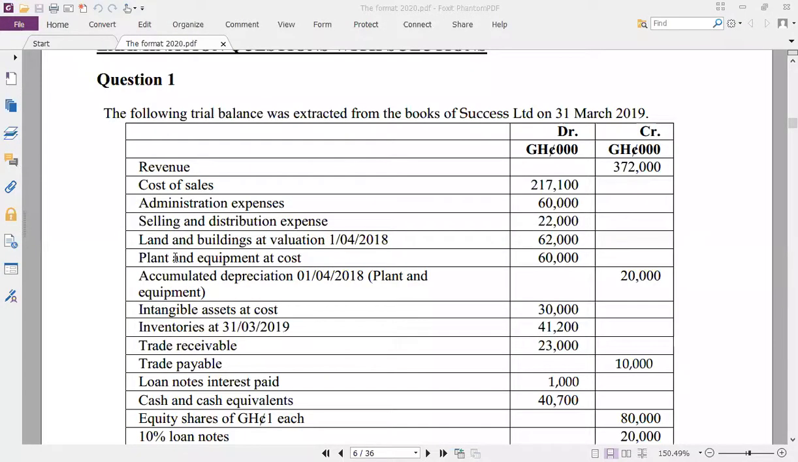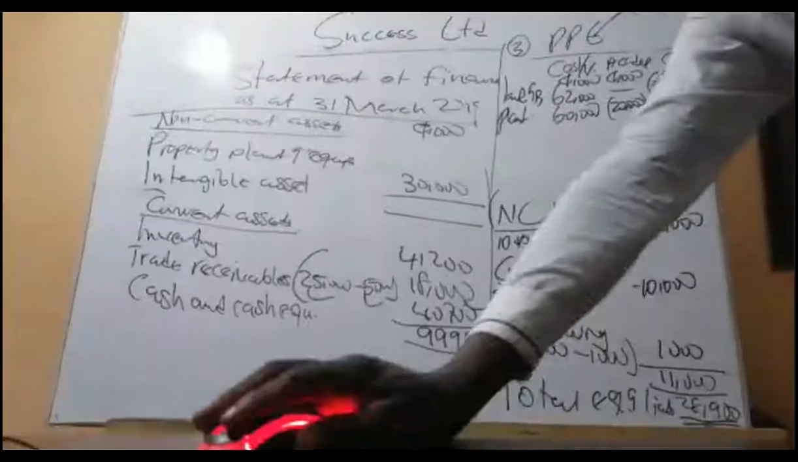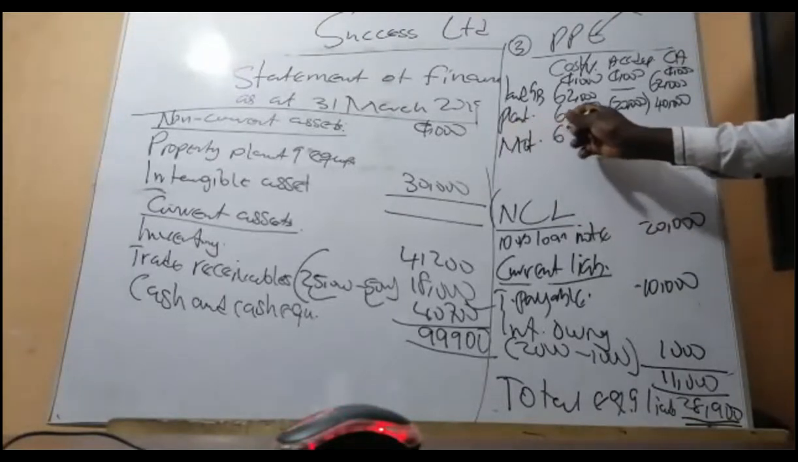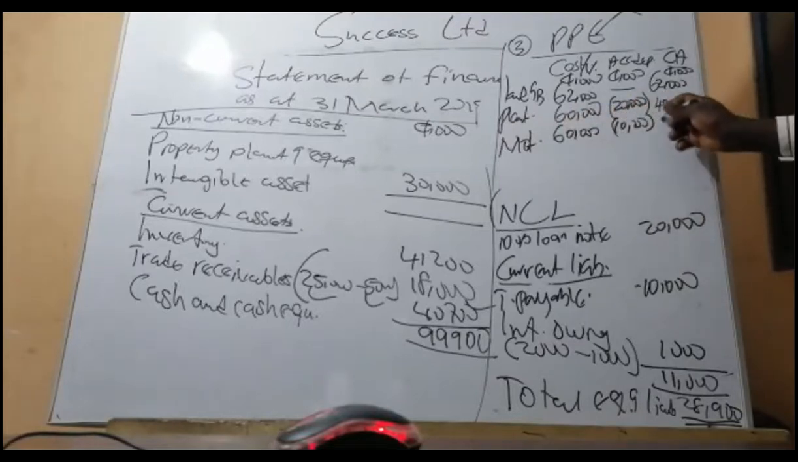Motor vehicle, right? Look at the distance. I thought that was the end, but no. So motor vehicle is down, down, down. Motor vehicle is here. The cost is 60,000. And then the accumulated depreciation is what? Look at that one, it is 10,000. So motor vehicle, 60,000, accumulated depreciation 10,000, and then we have done.